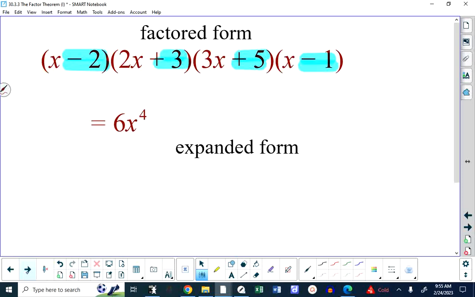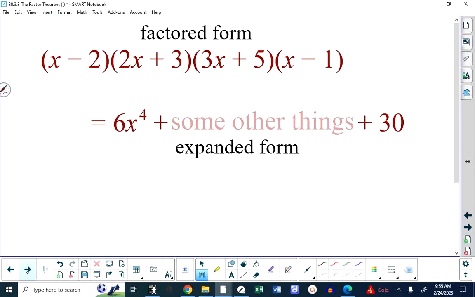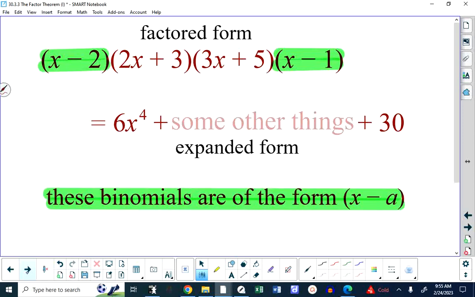We've learned that if you multiply out the constant term in each factor, you'll get the constant term. And then we've learned that you get some other things there, right? But I want you to notice that these 2 factors that I've highlighted are x minus a factors, aren't they? The other factors are not x minus a. Their zeros are more complicated.